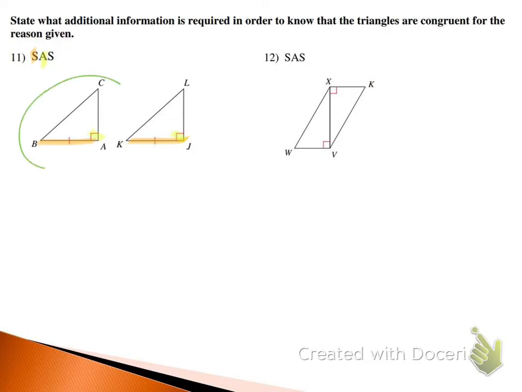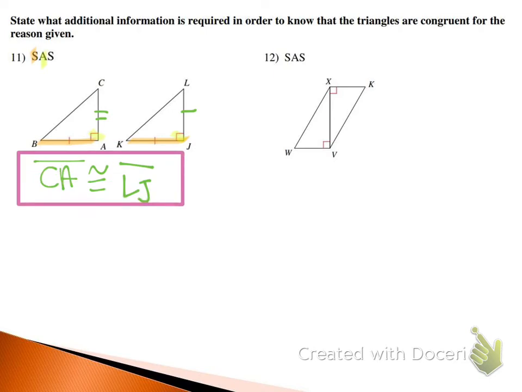So what side would need to be congruent on this first triangle? CA. If you just draw the lines, you're not actually naming the answer. This is just helpful, the picture. But CA is congruent to this part is our answer. CA is congruent to LJ. The order of your letters does matter, keep in mind.